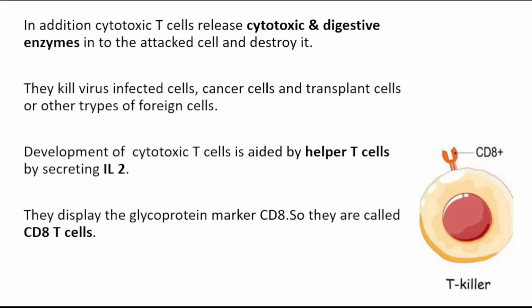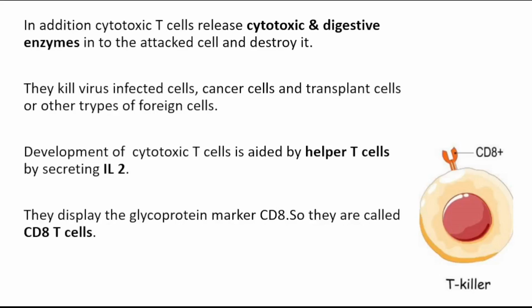Simultaneously, it also releases cytotoxic and digestive enzymes into the attacked cell or target cell, which will again destroy it. So these are the 2 mechanisms by which cytotoxic T cell destroy the target cell. So target cell can be a microorganism or an infected cell. So they kill virus infected cells, cancer cells and transplant cells or other types of foreign cells.